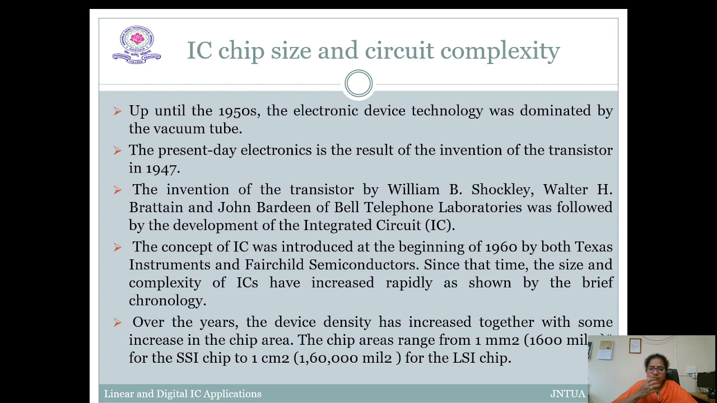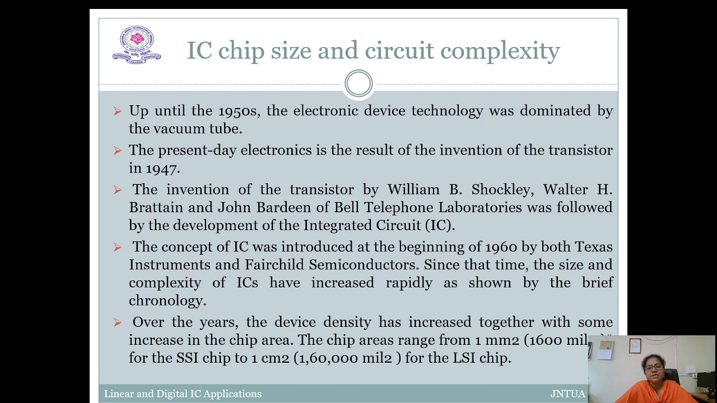And then based on IC chip size and circuit complexity: up until the 1950s, electronic device technology was dominated by vacuum tubes. So the initial electronic devices were the vacuum tubes that we all know. In the present day, electronics is the result of the invention of the transistor in 1947. The invention of the transistor by William Shockley, Walter H. Brattain, and John Bardeen of the Bell Telephone Laboratories was followed by the development of the integrated circuit.